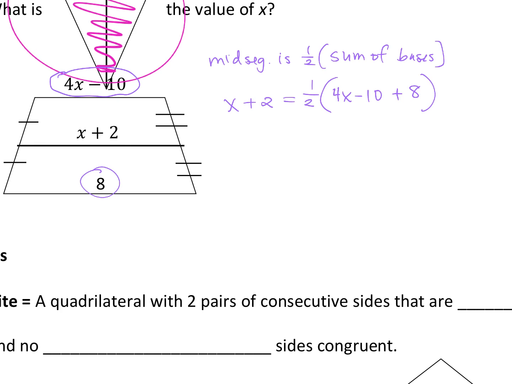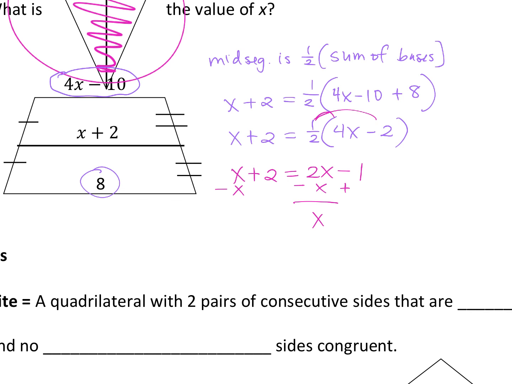Okay, so simplify that. You get x plus 2 equals half of 4x minus 2. Now you have options. You could distribute that 1/2, or you could multiply the other side by 2. I would probably just distribute here. So this is x plus 2 equals 2x minus 1. And then just keep going with the algebra. Take away the x and add the 1. And we get x equals 3.